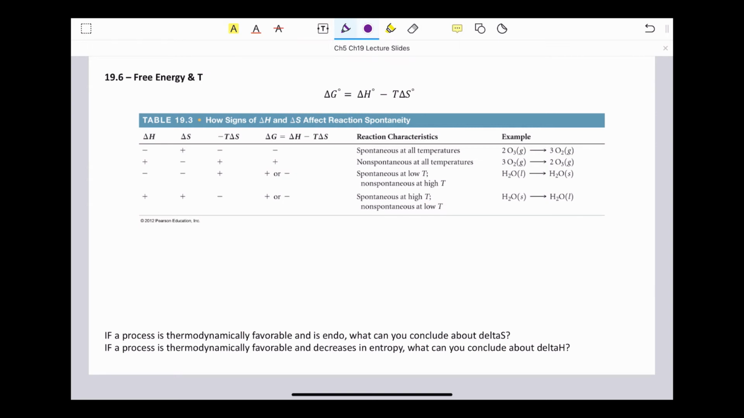Hello AP Chemistry and welcome to 19.6, where we talk about this table from your book and how to qualitatively use the delta G equals delta H minus T delta S equation. A lot of questions we answer are math-based, where if I know the value of delta H and I know the value of delta S, I can plug that all in and calculate delta G, or whatever two pieces and calculate the third.